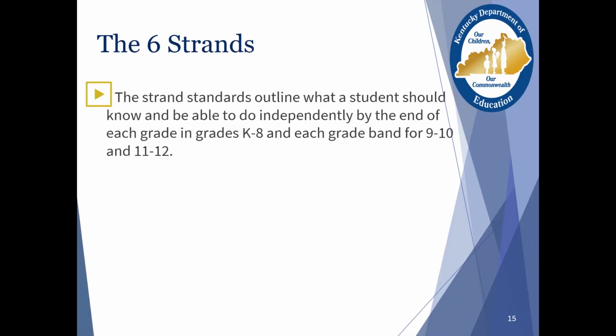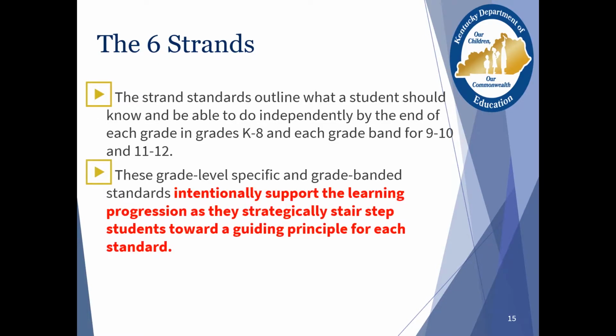Now let's look a little bit deeper at the 6 strands and the intent, and as we were talking, the writer's visions. The strand standards outline what a student should know and be able to do independently by the end of each grade level in K through 8 and each grade band for 9-10. And these grade level specific and grade banded standards intentionally support the learning progression. I'm going to stop right there. Intentionally support the learning progression. If one grade level leaves out an important step in the learning process, then the student has missed out on the intent for the support for the learning progression.